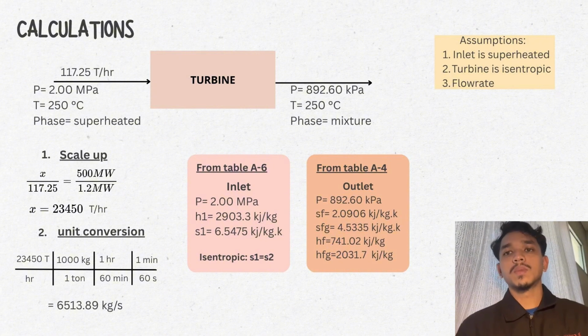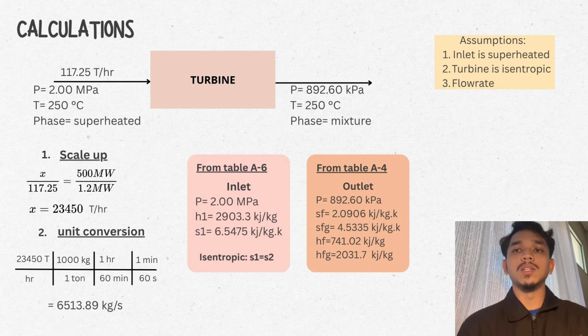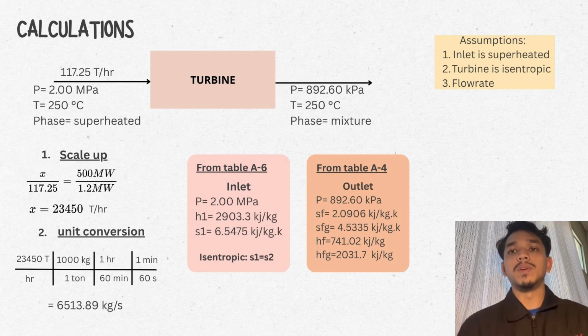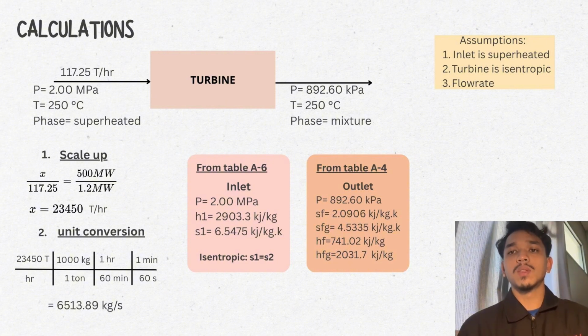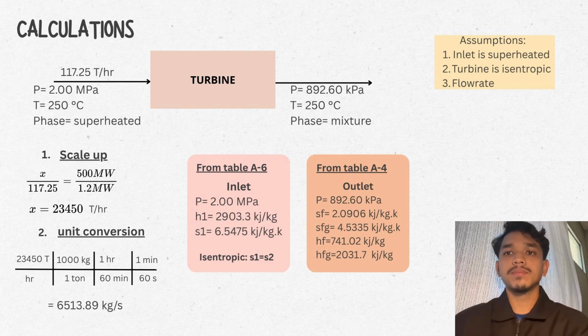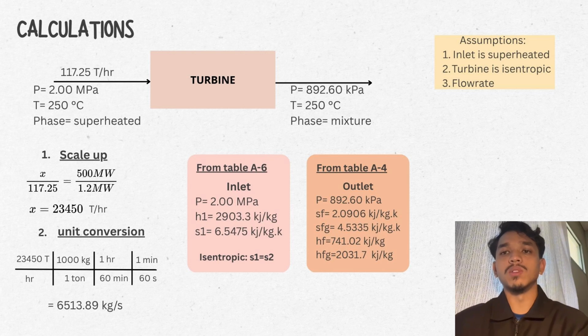From the research paper, all the data given are complete, so we use directly what is stated in the research paper, such as the pressure and temperature for the inlet of the turbine. The pressure is 2 MPa, while the temperature is 250 degrees Celsius. So, with that data, we find the enthalpy and the entropy for the turbine. As we assume the turbine to be isentropic, we know that the entropy for the inlet is equal to the entropy for the outlet, which means S1 equals S2.